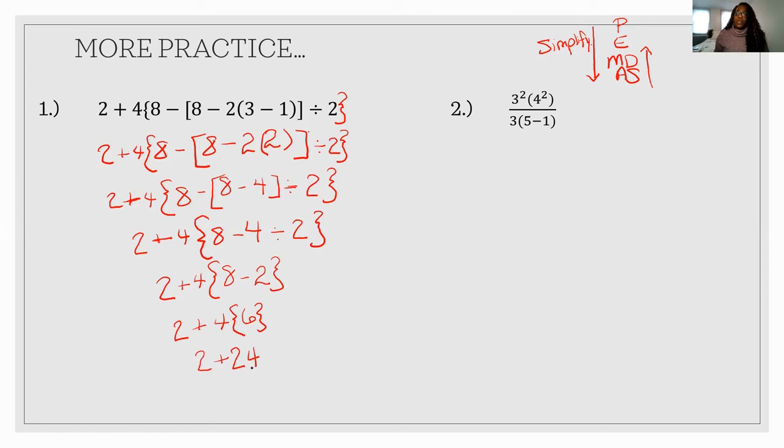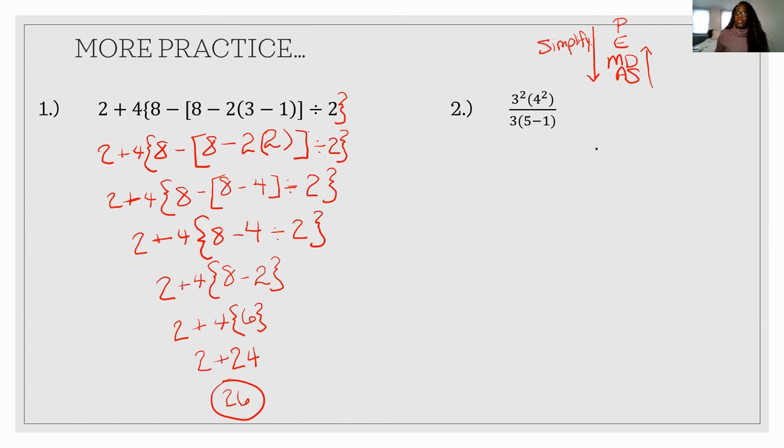So 4 times 6, 24. Now 24 plus 2, 26. Okay? That was a lot of work. Yes, because that was an advanced problem. But you notice, even with the advanced type of problems or the challenging problems, you still have to follow those rules. You still have to follow the operations, okay?